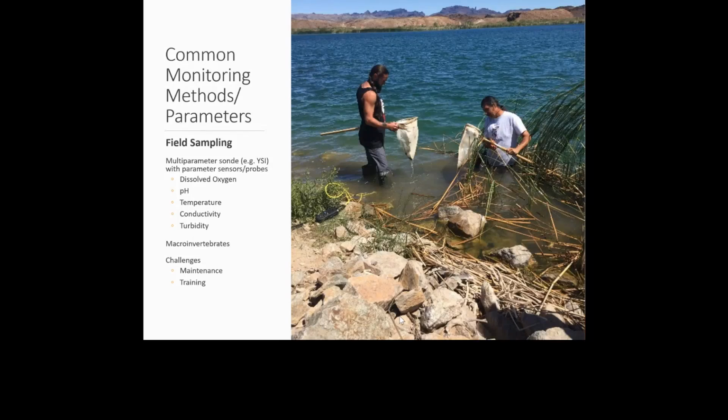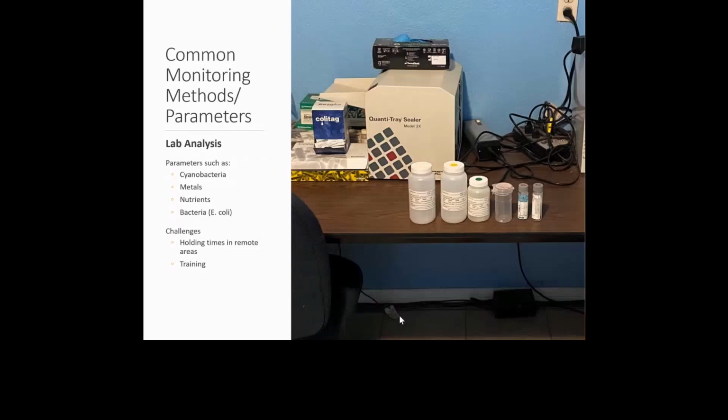And we recognize there's a challenge with maintaining your equipment and getting sufficient training. We are going to mention some training opportunities that are available later in this presentation. These are also the common parameters that we see more often sent to labs for analysis: cyanobacteria, metals, nutrients, bacteria. We recognize some of the challenges that tribes experience with holding times in getting those samples to labs if you're in really remote areas. So that's just something to think about when you're picking labs to work with, where you're collecting samples, and again, getting training.